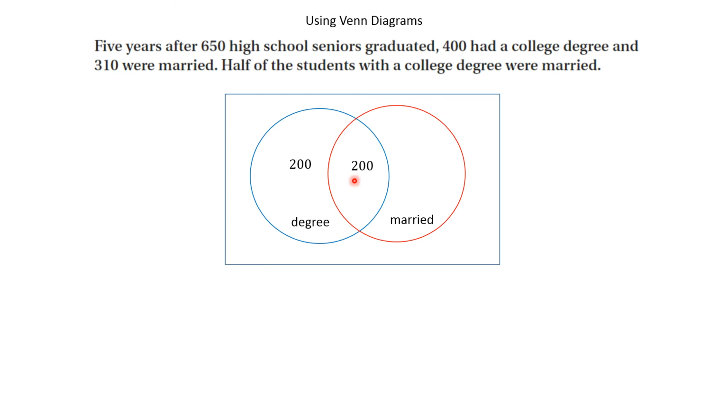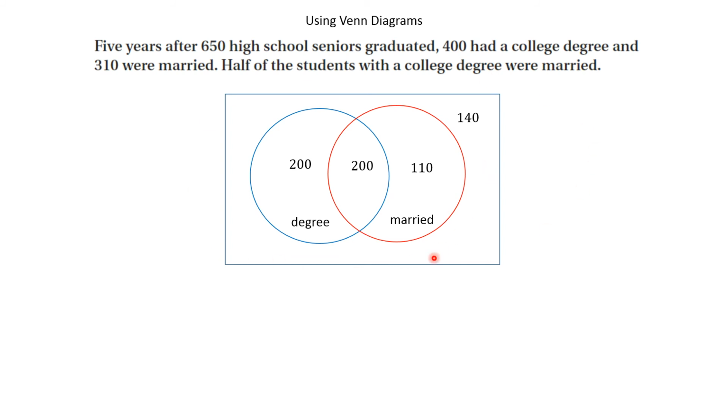We have 200 here. We know that there's 310 total. A little bit of subtraction tells us that there are 110 people married without the college degree. Right? Now, what about the people that don't fall into one of the circles? We have 200, 400, 510 people here, but we need 650 total. Again, a little bit of subtraction gives us 140 people who are going to be outside of the Venn diagram in the box at large. These would be the people with no college degree and also not married.